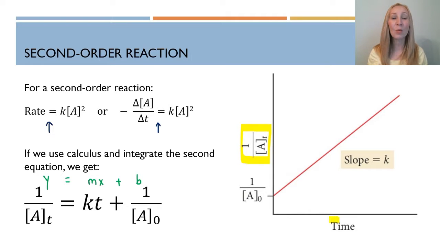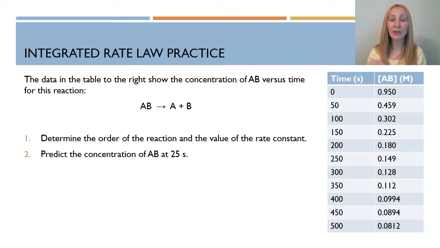So if we plot 1 over the concentration after a certain amount of time versus the time, we will get linear data with a slope equal to K, our reaction constant. And this line will allow us to figure out any amount of concentration at any period in time for this reaction. So let's try a practice problem.